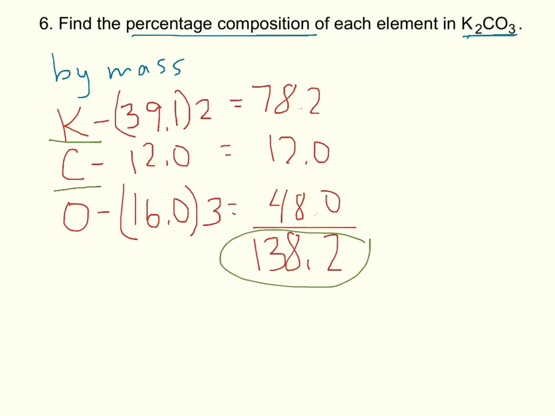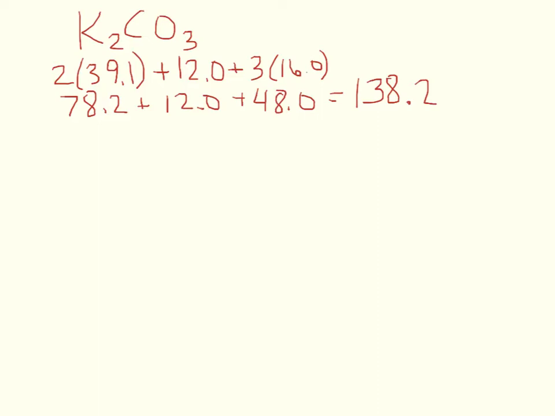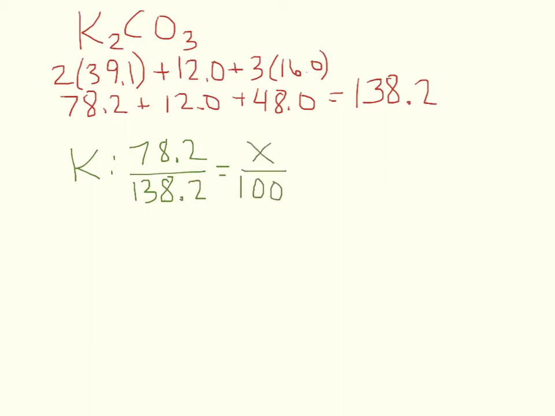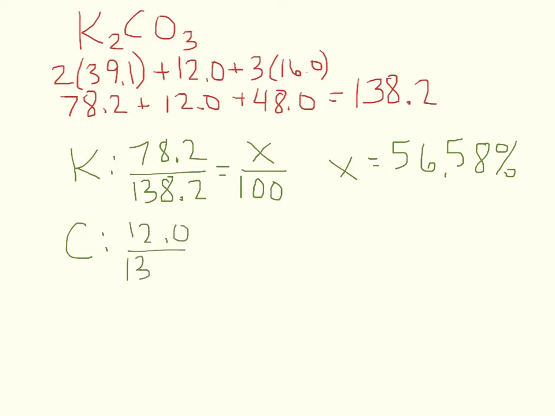how much comes from carbon, and how much comes from oxygen. So for the percent potassium, that is 78.2 out of the total 138.2. And since we want that to be a percentage, equals x over 100, or you could say times 100, and x equals 56.58%.